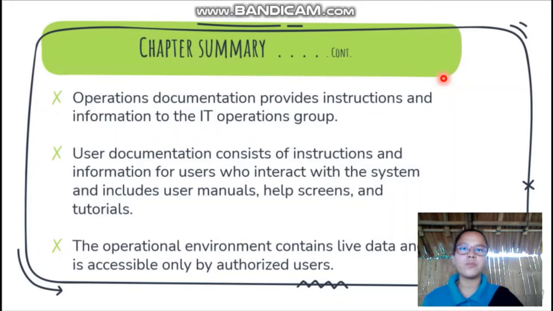Operations documentation provides instructions and information to the IT operations group. User documentation consists of instructions and information for users who interact with the system, and includes user manuals, help screens, and tutorials. The operational environment contains live data and is accessible only by authorized users.